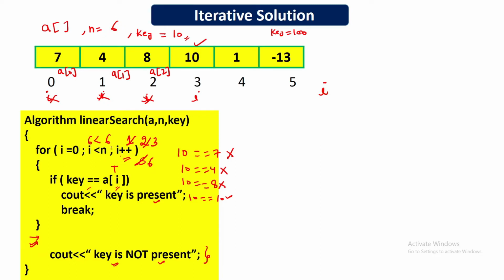So 6 is less than 6? No. So this is false. Now I will come out of this loop. Now I have to print key is not present, right? So when key is not present, my this answer will be printed.